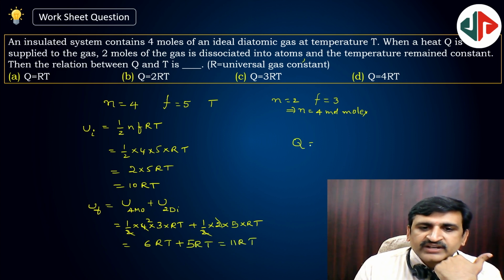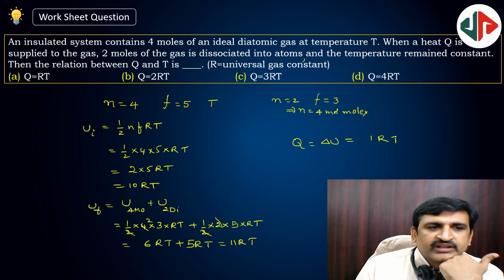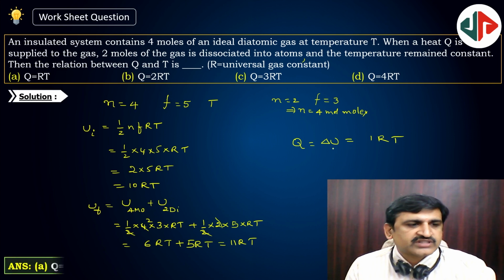Now heat supplied is equal to the change in internal energy: 11 RT minus 10 RT, that is 1 RT only. That means the first option only.